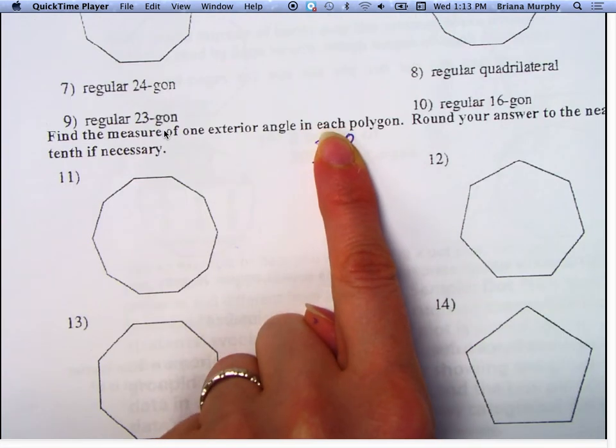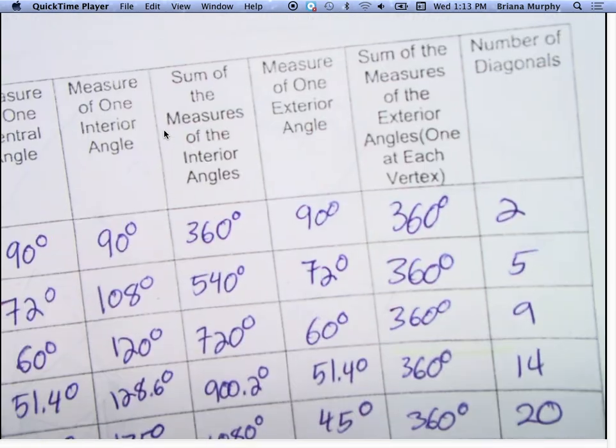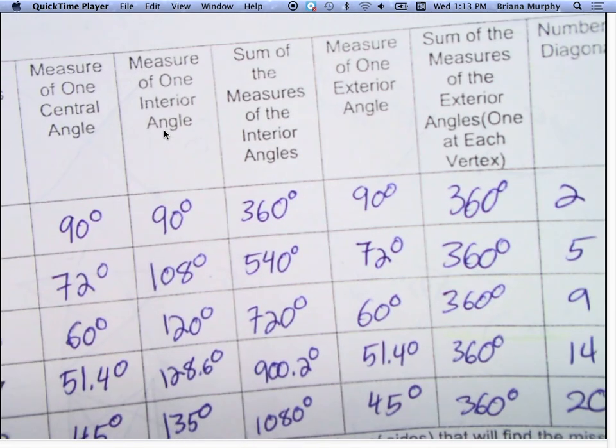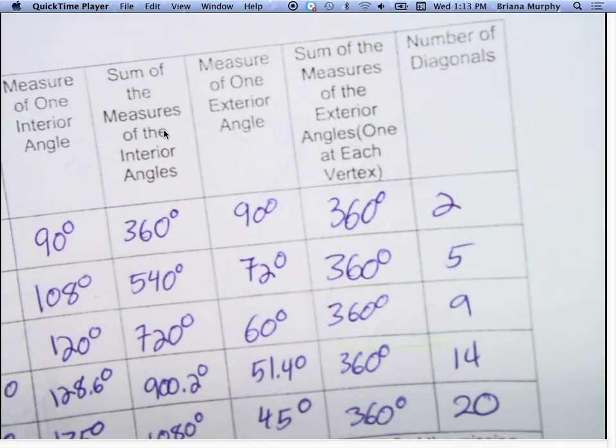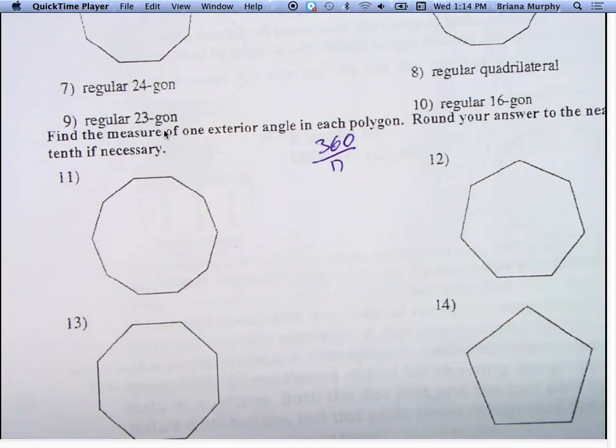For the next ones, it says find the measure of one exterior angle in each polygon. So which one talks about exterior angles? Measure of one exterior angle, so we need 360 divided by n. So you're just counting sides. Yep, that's what n means, the number of sides.